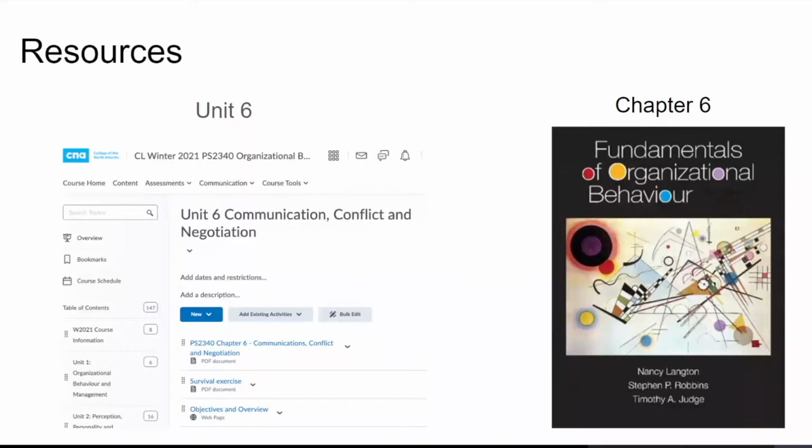Okay, so what are we looking at in this unit? Well, you're looking at Chapter 6 of the textbook, but you're also looking at Unit 6 of the course, and there's a whole bunch of things in there that you can look at. And effectively, these slides are a summary of those things that you can look at there in Unit 6 and a summary of the material that is covered in the chapter. It's just easier to put it in one place. So looking at Part 1, communications.